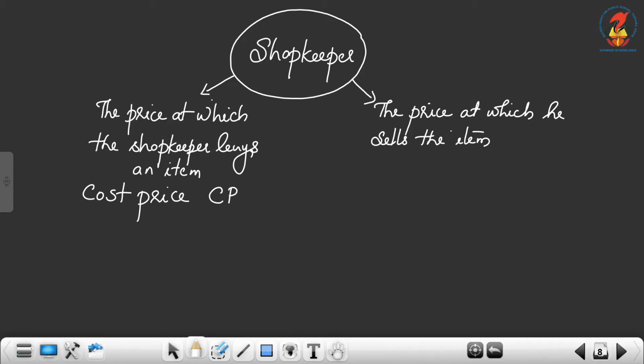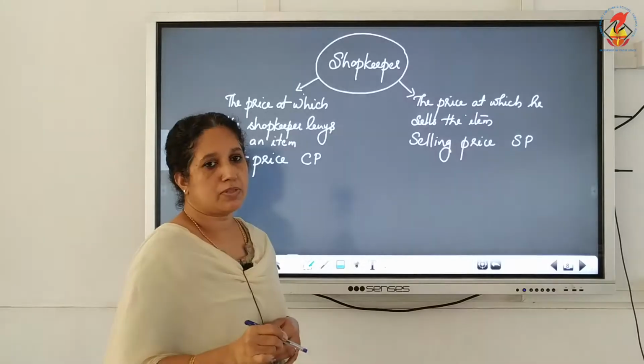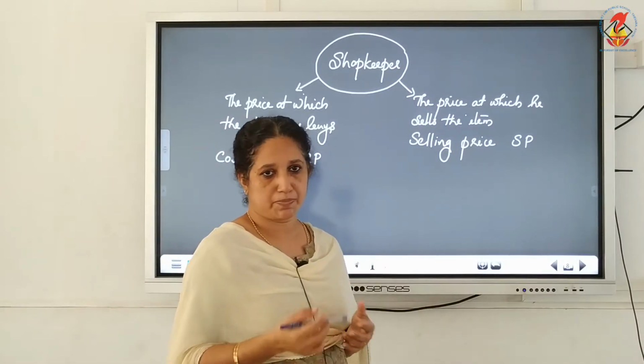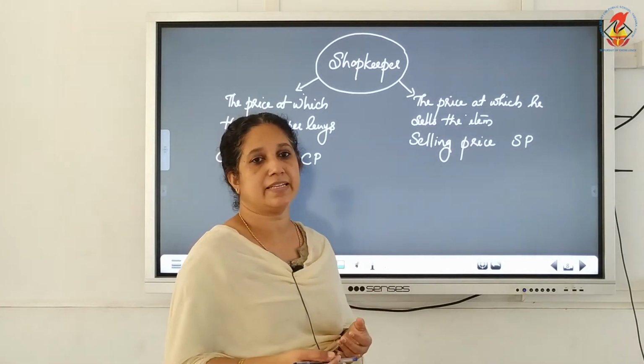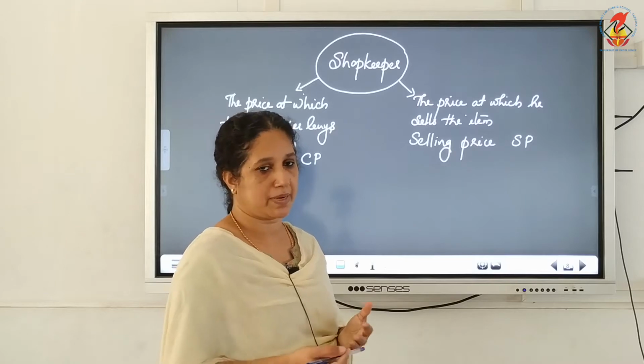The price at which the shopkeeper sells the item, that is known as the selling price. Selling price, and we can write it as SP. So the buying price is known as the cost price, and the price at which the shopkeeper sells the item, that is known as the selling price.